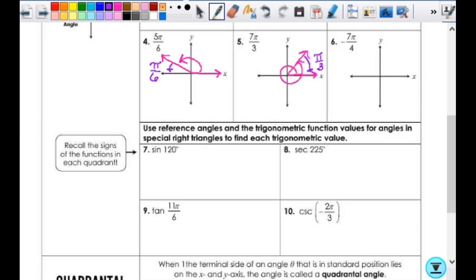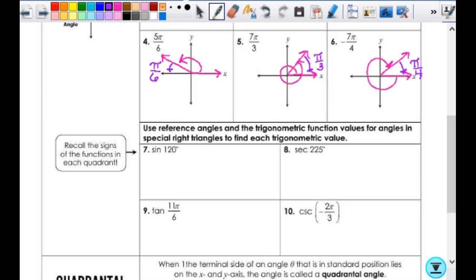Okay. So then for number 6, I start here. It's negative, so I'm going clockwise. So this is 4 pi fourths. All the way around is 8 pi fourths, but I don't make it. So I back up 1. This gives me my negative 7 pi fourths. So then what's my reference angle? Pi fourths.